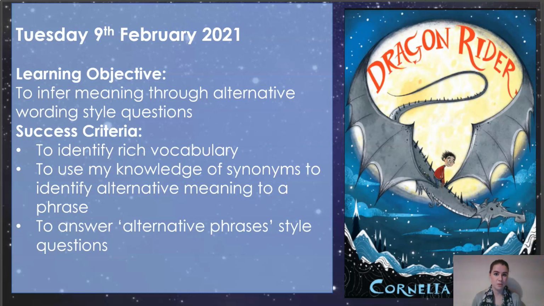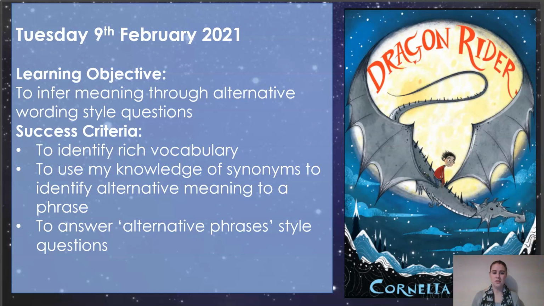There's going to be a lot of synonym based work, which is a little bit like the lesson we did last week. But instead of identifying synonyms, we're looking for alternative understanding of a phrase that's slightly different or written in a slightly different way but means the same thing. So we're going to identify the rich vocabulary like we always do. So we're going to pick up on some vocabulary and see how that works with synonyms and antonyms and where it fits into our story.